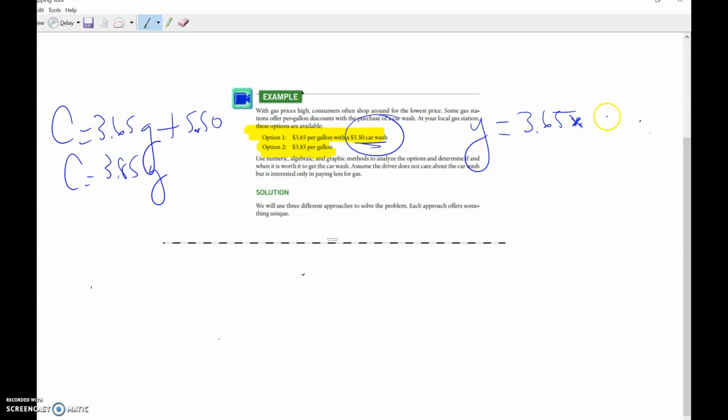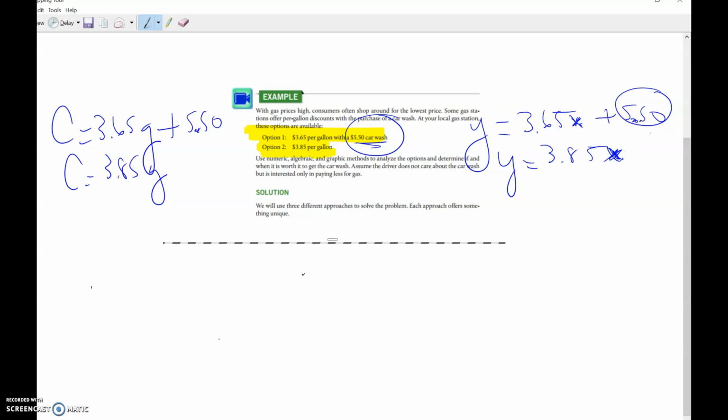Otherwise, you can use x and y. You just have to remember what they stand for. So your car wash is your one-time fee, and your gas is your ongoing fee. And again, if you want to use G here, you're more than welcome to.